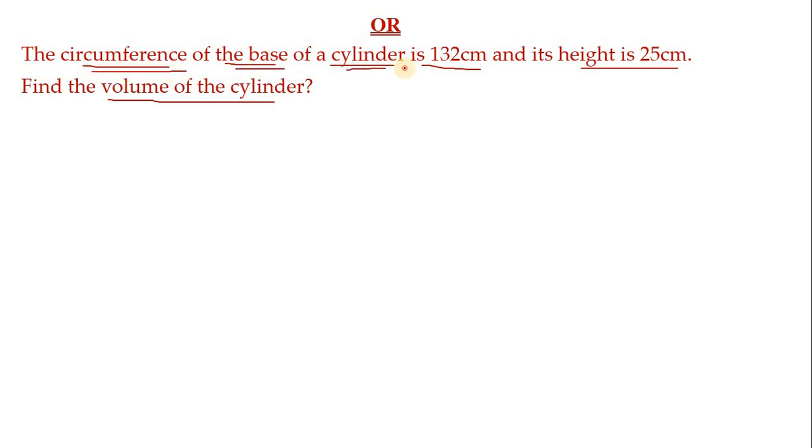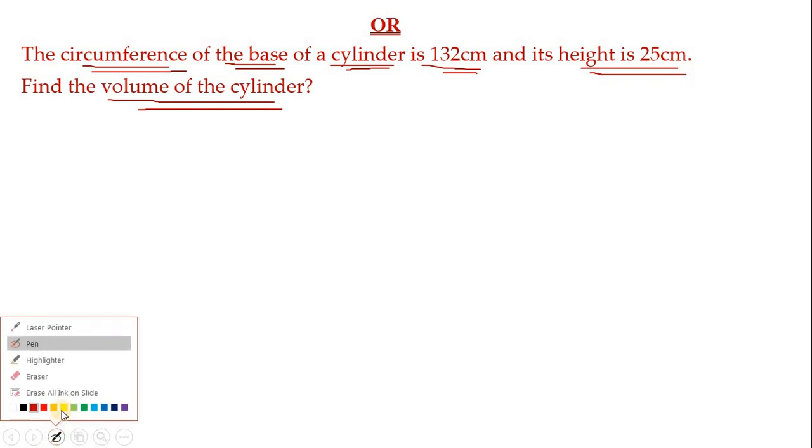circumference of base of cylinder is 132. Circumference is given. I mean 2 pi r value is given, that is 132 centimeter. And height is 25 centimeter. So h value is given. Now we have to find volume of the cylinder. So volume of cylinder finding formula is pi r square h. H is given but r is not given. So first we have to find r, children.